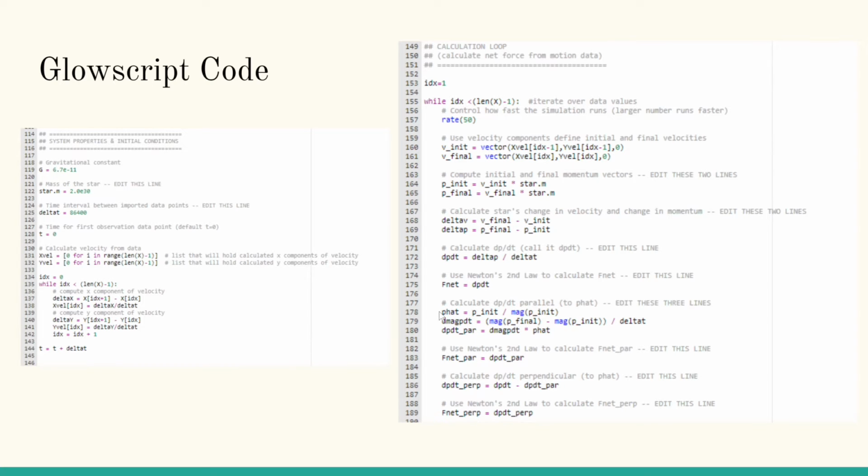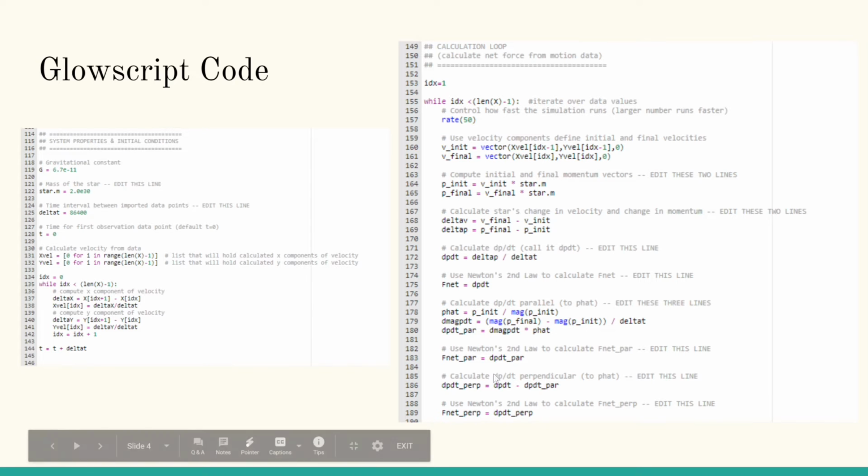Next, we have to find p hat, or the unit vector for the momentum. We can do this by dividing the initial momentum by the magnitude of the initial momentum. We then find d mag p dt, or the magnitude of the change in momentum, which is done by subtracting the magnitude of the initial momentum from the magnitude of the final momentum and dividing that by delta t. With these two values, we can find dp dt parallel by multiplying p hat by the magnitude of the change in momentum to give us the parallel component of the change in momentum.